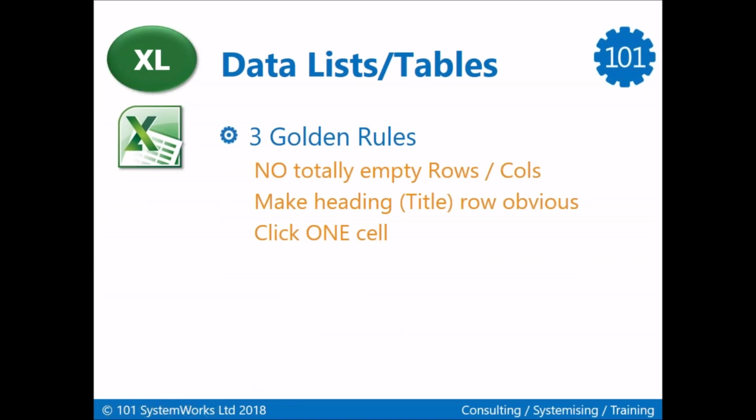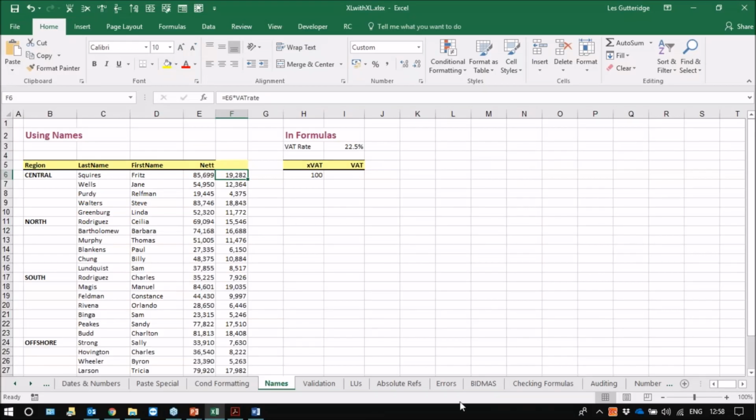lists in Excel. There are 3 golden rules. Number 1, please don't have any totally empty rows in that list, because if you do that, you'll make more than one list. Make sure that there are headings so that the title row is obvious. And finally, you actually only need to click onto one cell. Let me just tell you what I mean by all of that.